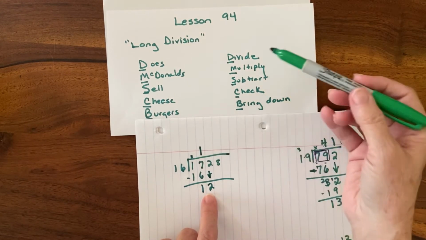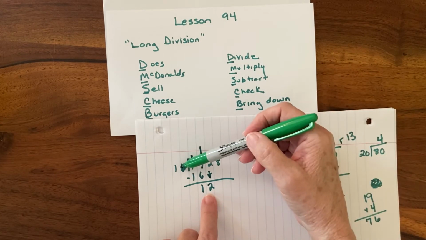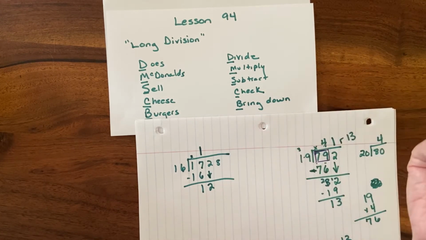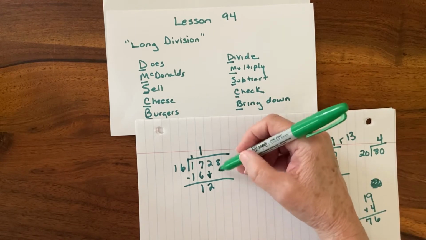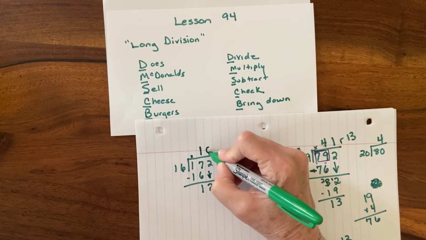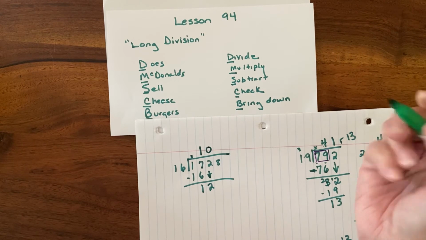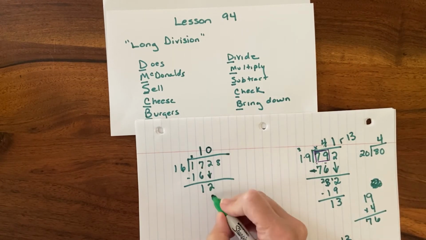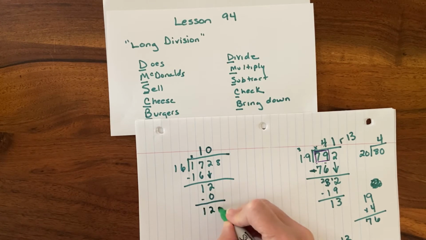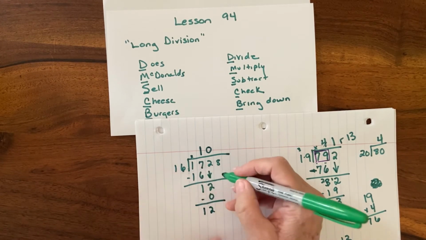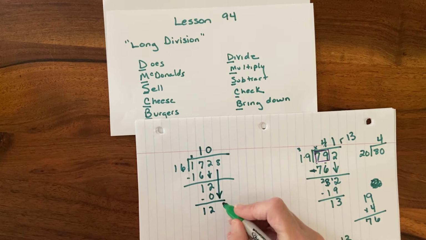Okay, so now I'm going to divide again. I'm going to go back. How many times will 16 go into 12? It won't. Uh-oh, what do I do now? I cannot bring down again. I just say it will go in 0 times. So 0 times 16 is 0. I'm going to subtract. Is 12 less than 16? Yes. So I can bring down.